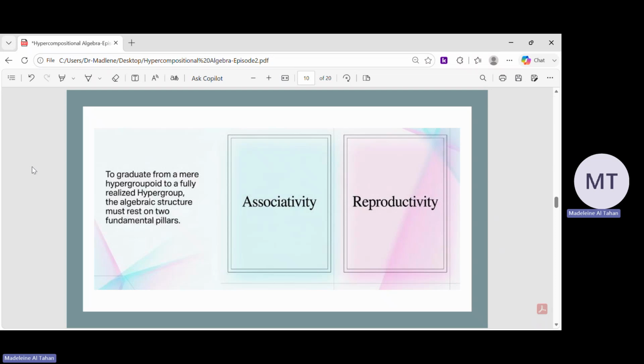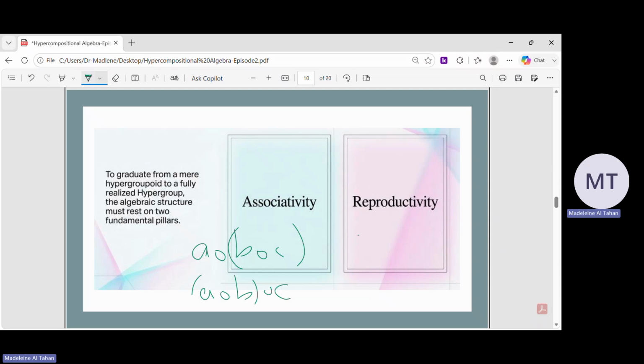Let's recall. A hypergroup is a hypergroupoid in which we have associativity and reproductivity. The associativity again is (a∘b)∘c equal to a∘(b∘c), and reproductivity means that xH or aH is equal to Hx equal to H.